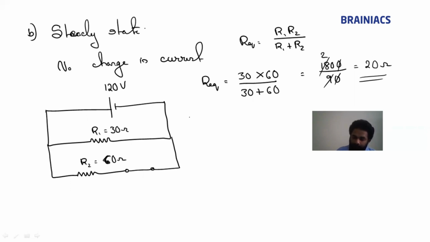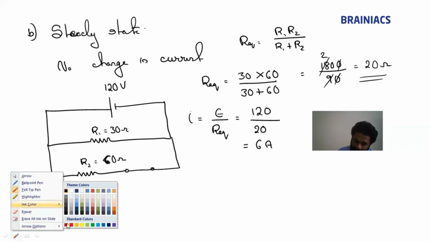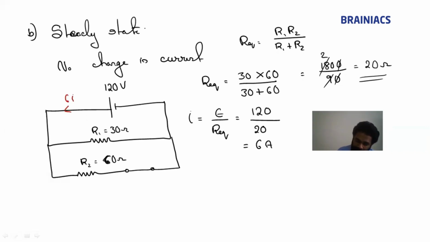Now what do we need to find? We need to find the current in the circuit. So I is equal to E by R equivalent. E is 120 and R equivalent is 20, so we get 6 ampere. 6 ampere current will be there from the battery.